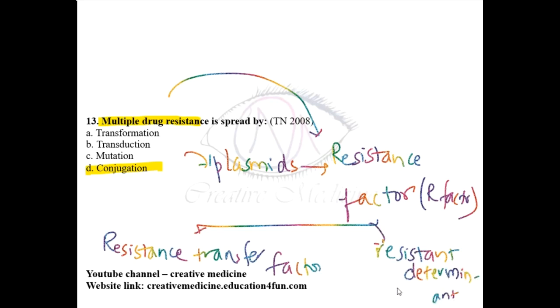conjugational transfer of the R determinant, and this carries resistance to several antibiotics. This R determinant is the one which carries resistance to several antibiotics.